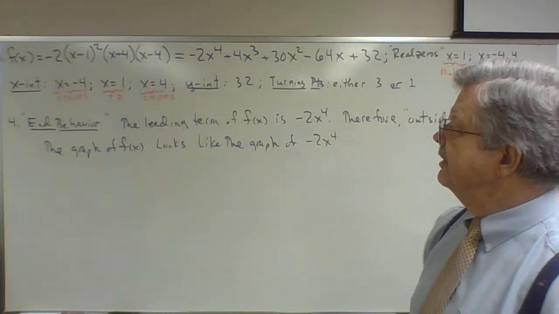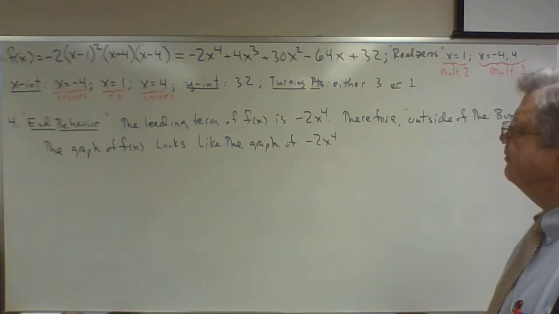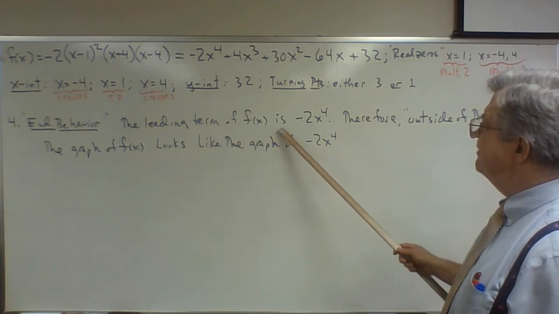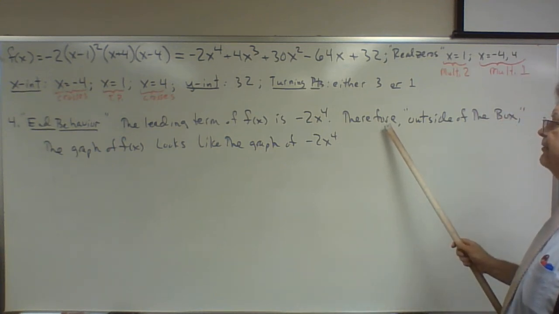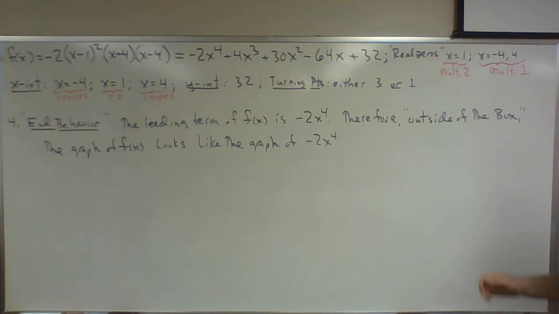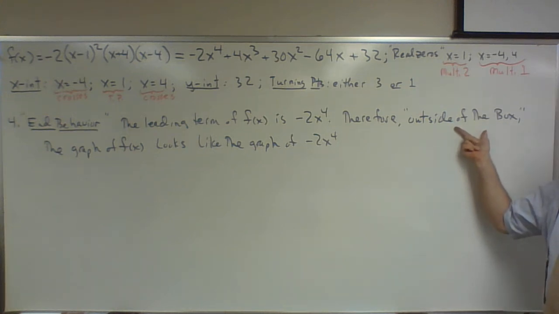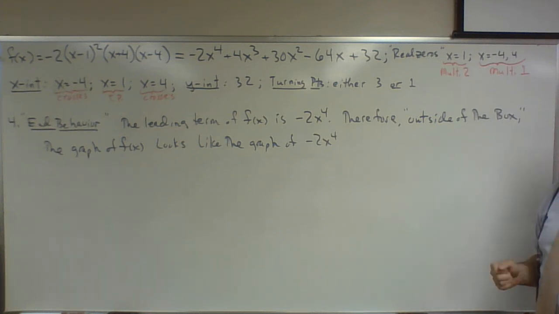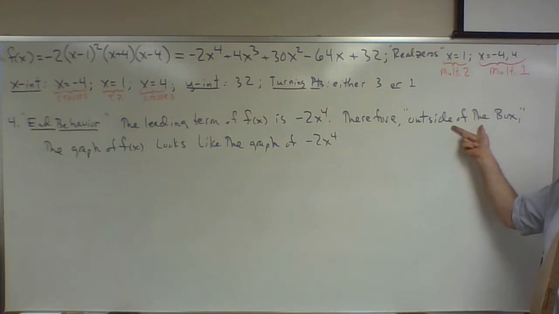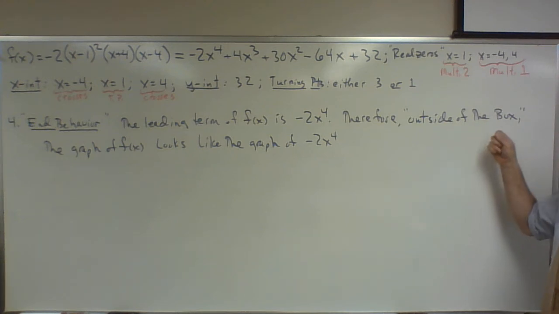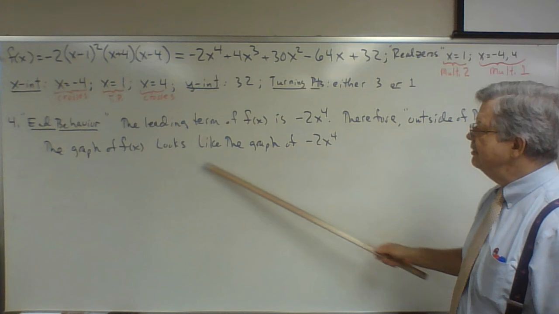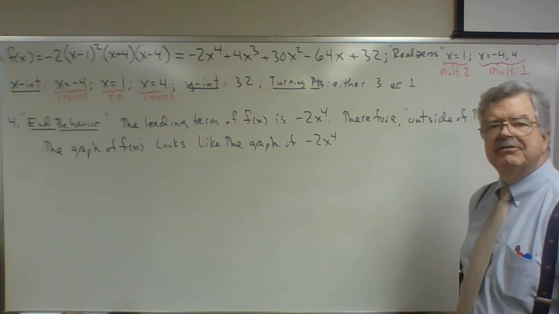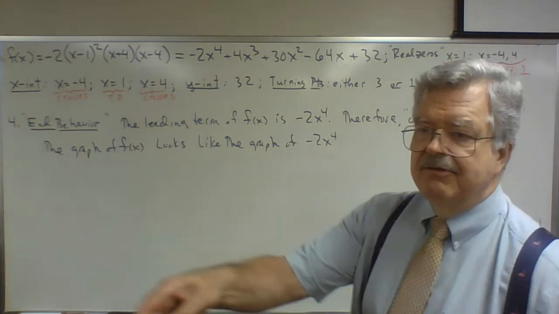One last thing to consider, the end behavior. And we notice that the leading term of f of x is negative 2x to the fourth. What that means is that outside of the box, and this box that I'm talking about is a box that encapsulates the intercepts and the turning points, we take the intercepts and the turning points and encapsulate them in a box. And outside of that box, the graph of f of x is going to look like the graph of negative 2x to the fourth. That's what that means.